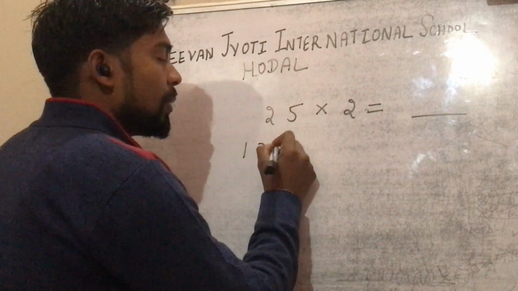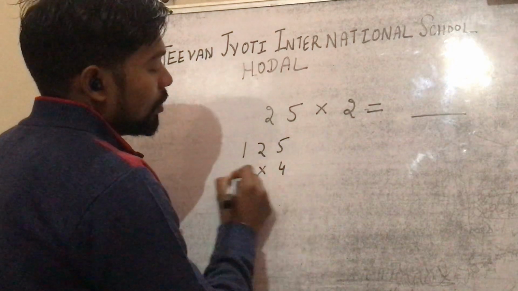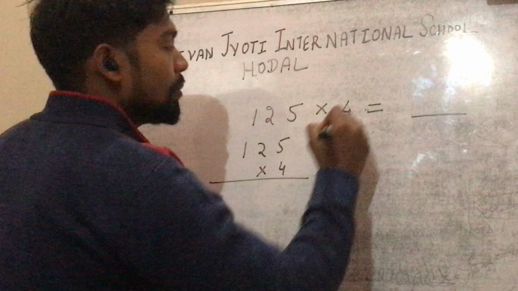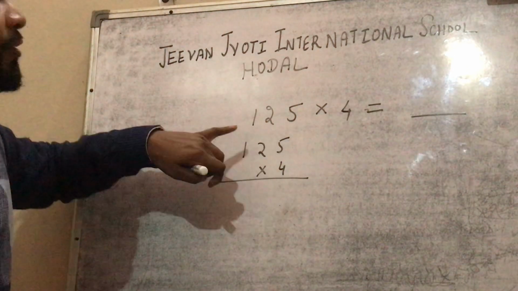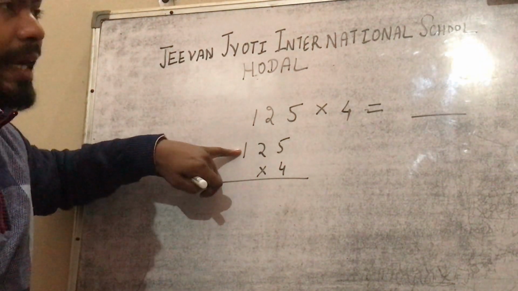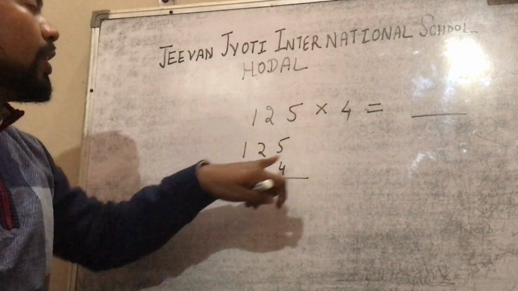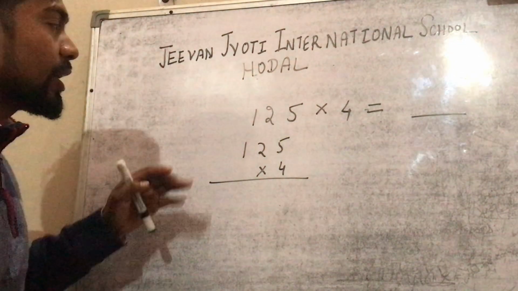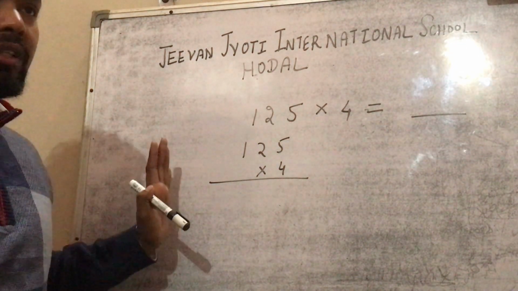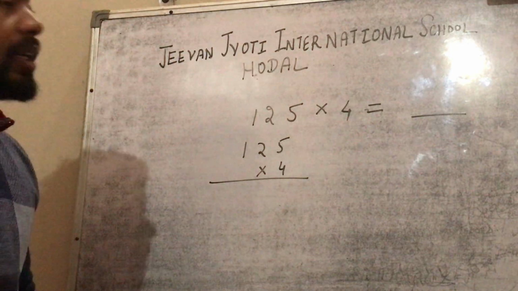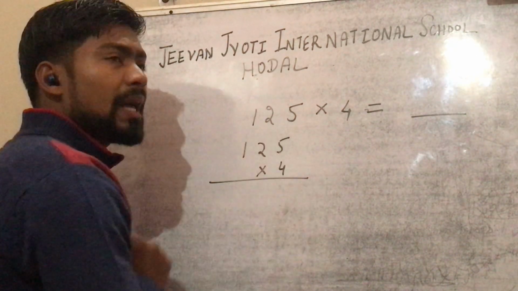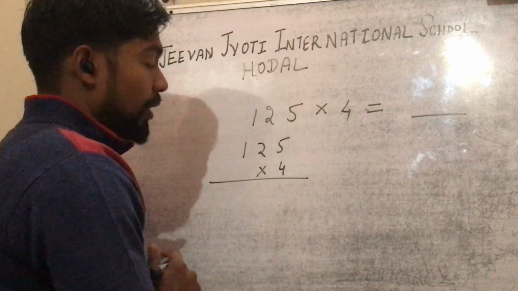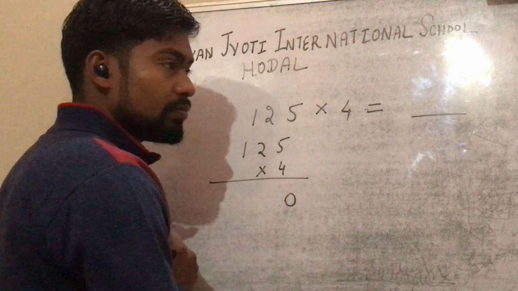Like I have to multiply 125 by 4. Now the question here is 125 multiplied by 4. How will I write it? 125 will be written here as the multiplicand and 4 as the multiplier. If you are not getting that earlier point, we will do it in an easier way which you can understand. So when 4 is multiplied by 5, 4 5's are, you all know the table, 20. So 0 will be written here.